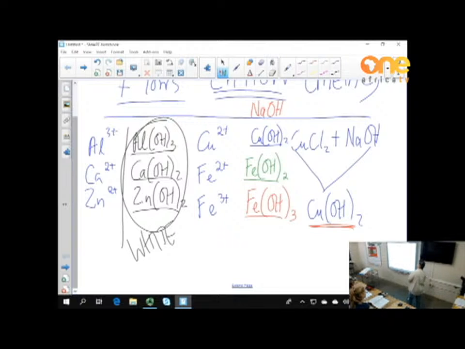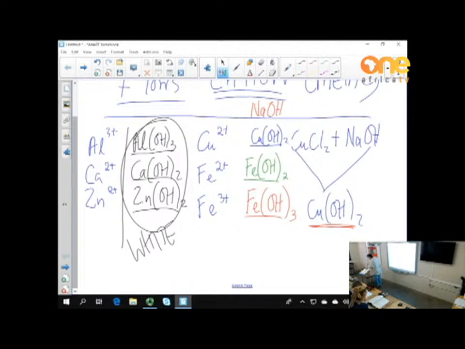Okay, now, so if you get a white salt, then you can know it's either aluminium, calcium, or zinc. You with me? So there's a second step. Okay, just have a look. Go to your notes, your textbooks. They start off at the top of page 87.